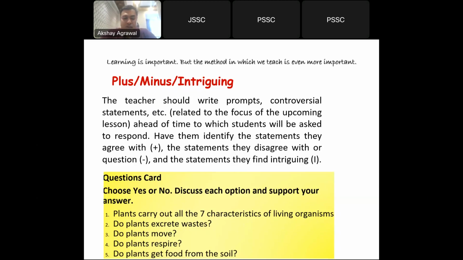Like you can ask a question: do plants move? And many people will say yes, many people will say no, and some may think yes and no, and then there will be arguments in the class. And then you will see that 50% of the class is saying that the plants move, and 50% are saying plants don't move. And then once you give them a logical explanation and ask them what they want to change, from not moving to moving, or moving to not moving, you will be able to see that all of them are able to answer your queries perfectly.